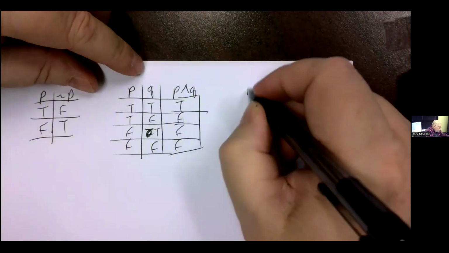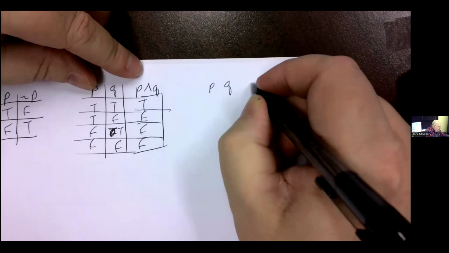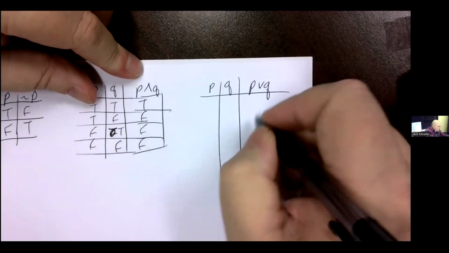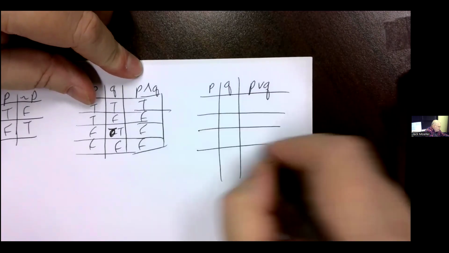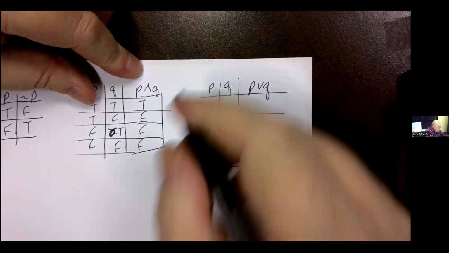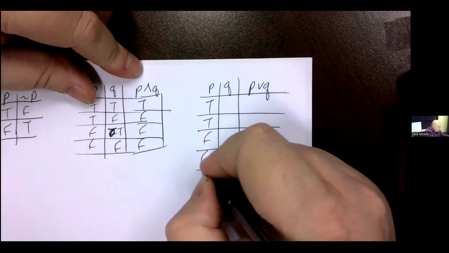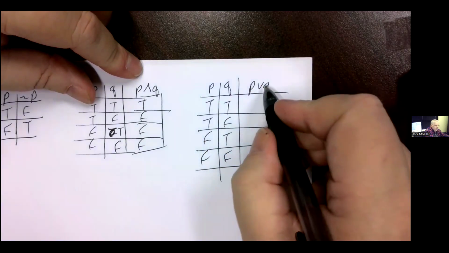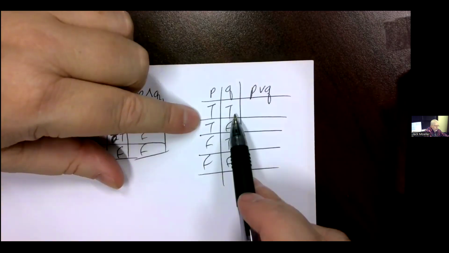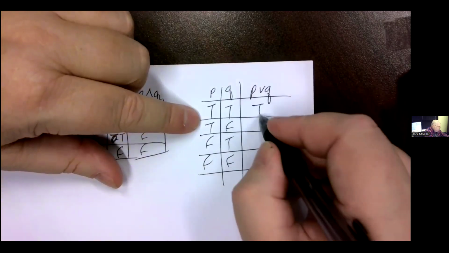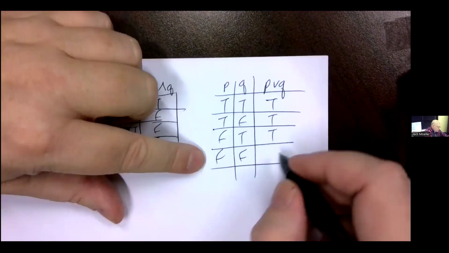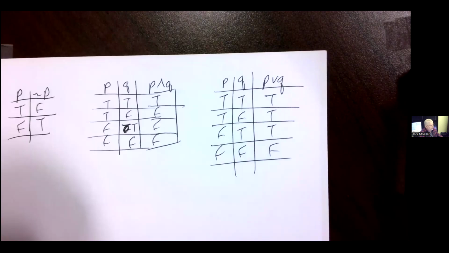And then the other truth table is for "or." Again, since we have 2 inputs, we need 4 rows: true true, true false, false true, false false. So "or" is true when at least one is true. Those first three are all true because at least one is true. The last one is false because they're both false.